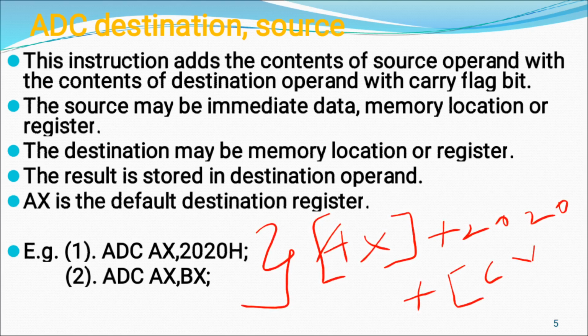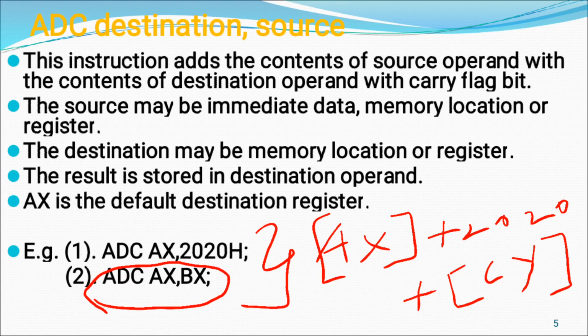The carry flag is a single bit. It may contain 0 or 1. If it is 0, then 0 is added; if it is 1, then 1 is added. Like that, for the second instruction, ADD AX comma BX, the content of AX is added with the content of BX plus the content of the CY flag. That's all about the ADC instruction.